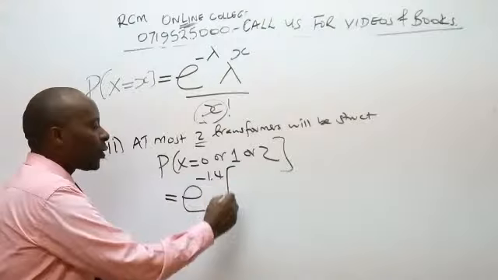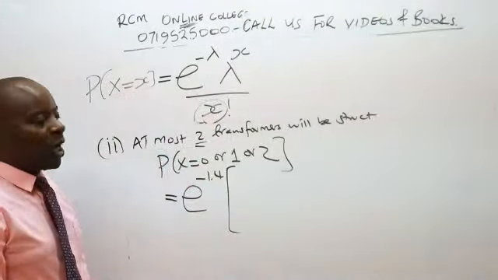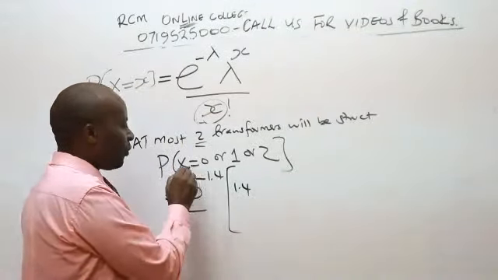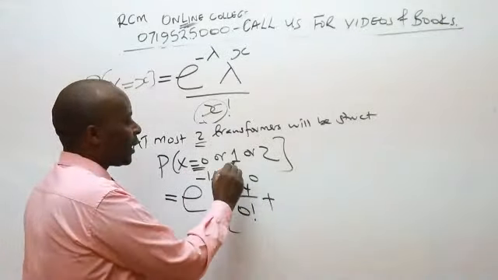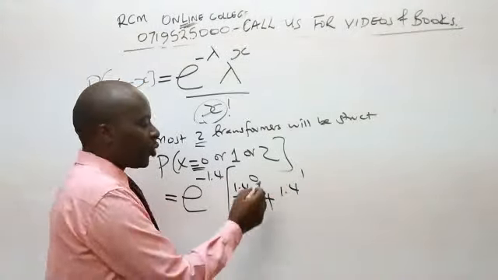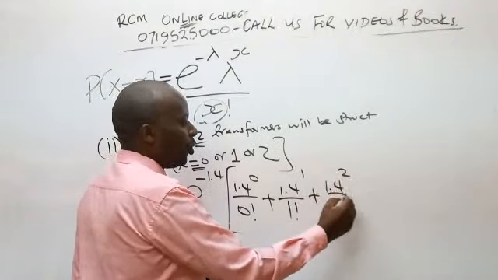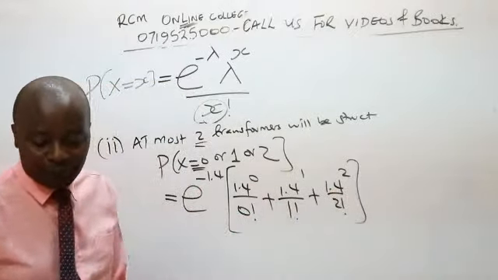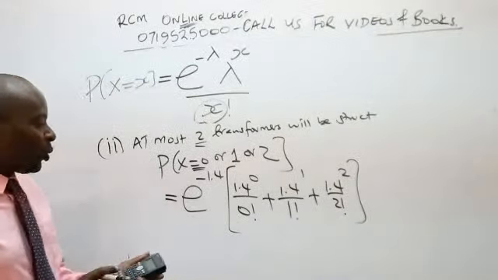And then into brackets, what do we have here? You can see we have lambda raised to x. So lambda is the mean, which is 1.4. So 1.4 raised to the first x figure, which is 0, all over the first x figure factorial, plus the same arrangement, but this time x is 1. So 1.4 raised to 1 all over 1 factorial plus 1.4 raised to 2 all over 2 factorial, like that. And you get out your calculator, and you'll be able to get this very easily.